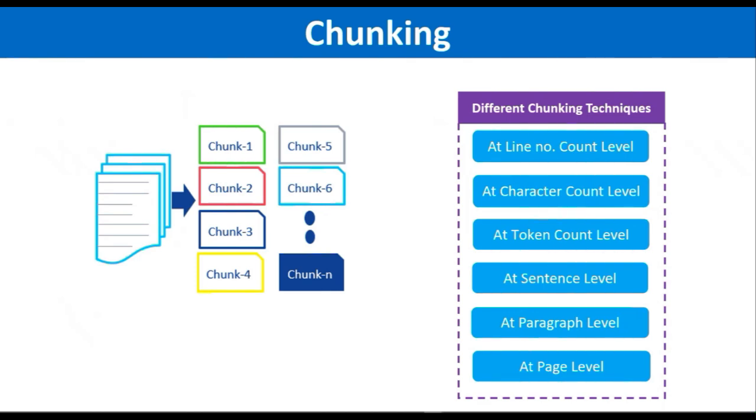So we have a line number count level chunking, then a character count level chunking, then we have a token count level chunking, a sentence level chunking, a paragraph level chunking, and a page level chunking.